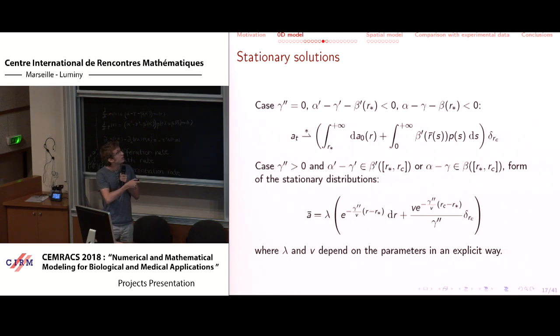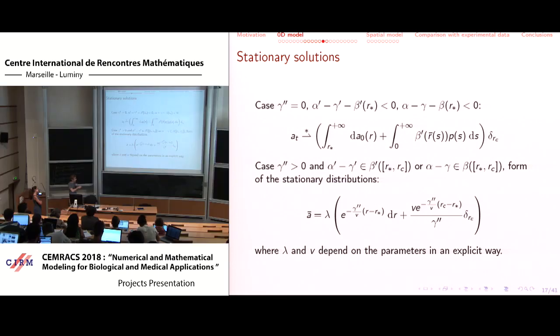We can also, when there is a stationary solution, look at the form of stationary solutions. The form is first a term of exponential decay in R, plus a Dirac mass in RC that corresponds to the accumulation of adipocytes at the maximal radius, with two numbers, lambda and v, that depend on parameters in an explicit way.